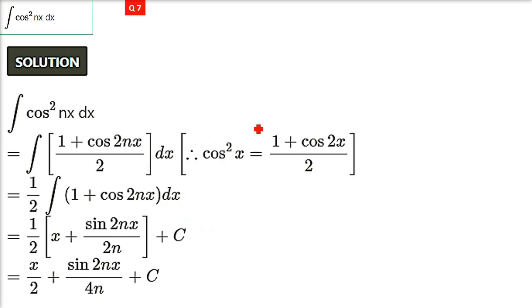So don't worry about this nx or anything which comes up. 1 plus cos 2x by 2 is the formula for cos square x. And for sin square x, it is 1 minus cos 2x by 2.